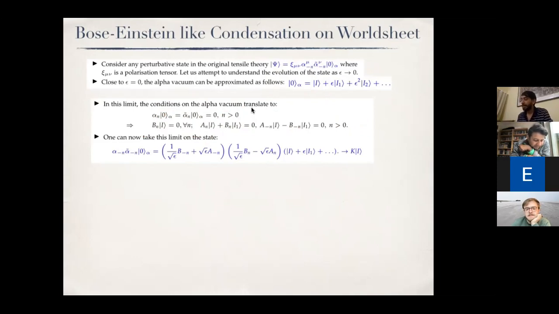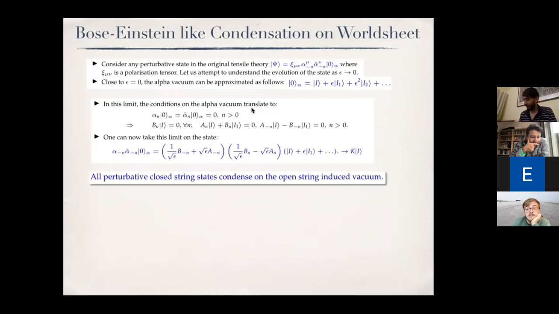Now suppose we start off with alpha minus n and alpha tilde minus n acting on 0 alpha, this state psi. Write these down, expand this out, and plug in these guys here. What you're going to get is that this state becomes some number which depends on n, times the induced vacuum again. This is for any state at any level n. What is happening is that all perturbative closed string states condense onto this open string induced vacuum.